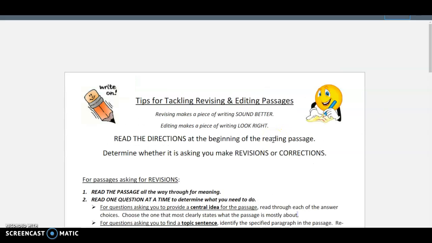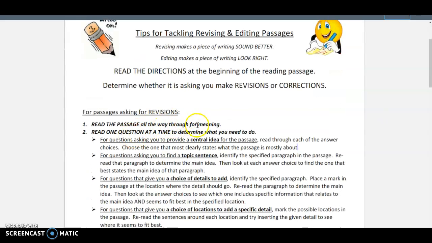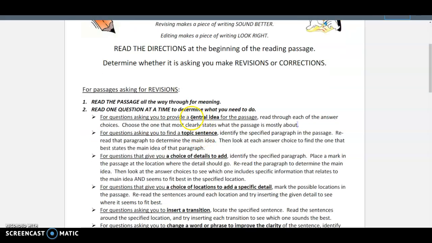So, make sure you read the passage all the way through. Don't just skim it. Make sure you read one question at a time to figure out what you need to do. You're going to answer these questions carefully, and depending on what it's asking you, you might have to add things or delete things in terms of ideas, words, or phrases.